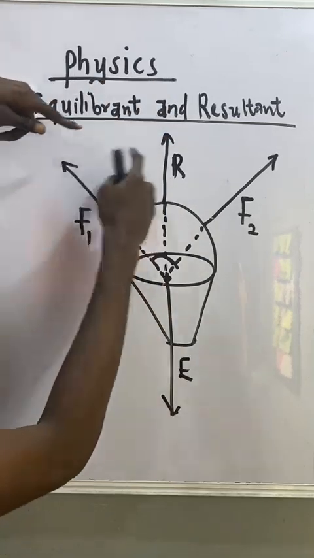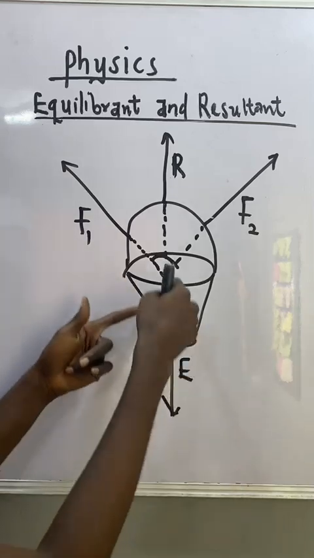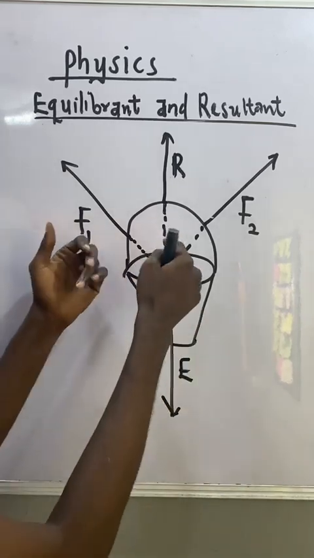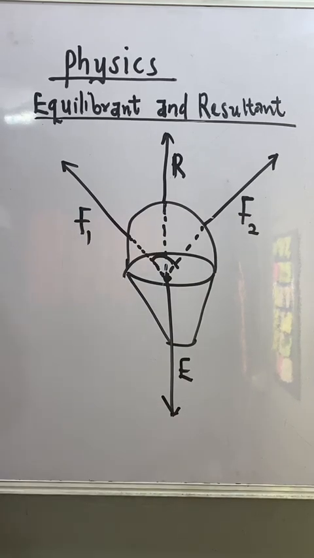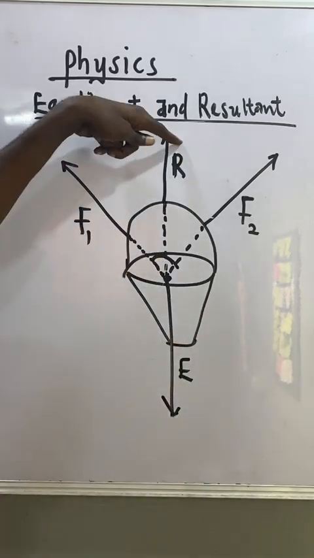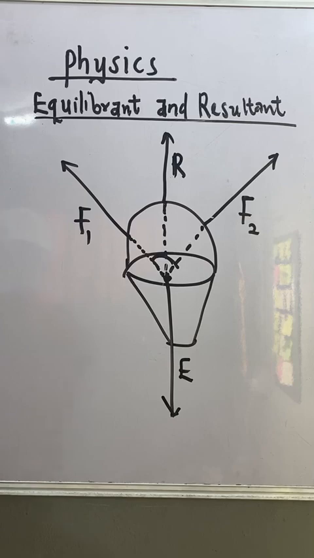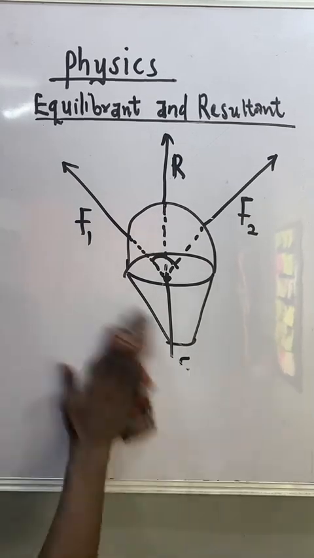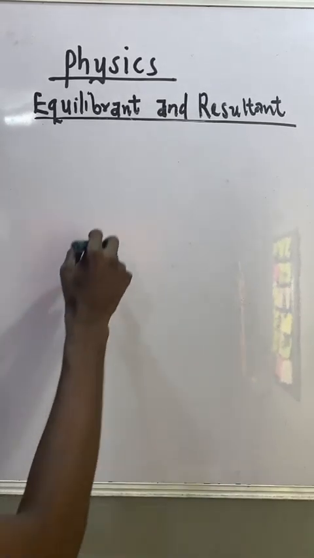The resultant is a single force that is obtained when two or more forces are compounded together, while the equilibrant is a force that balances two or more forces. Now, what is the similarity between them? The similarity between resultant and equilibrant is that they have the same magnitude. I can draw the diagram better. Let me redraw the diagram so that we can understand better, to have more physics concepts inside.